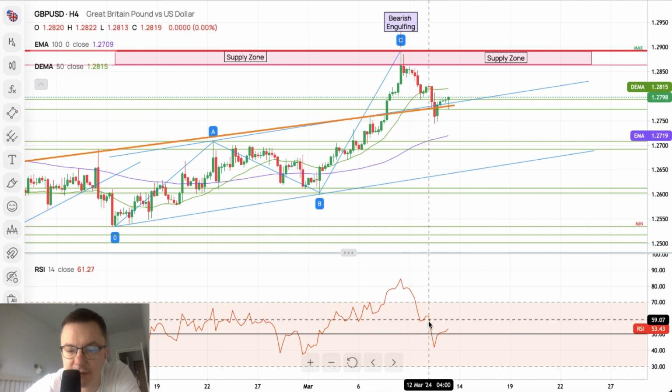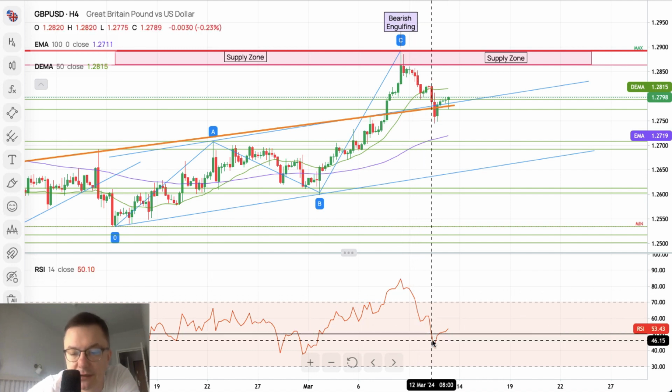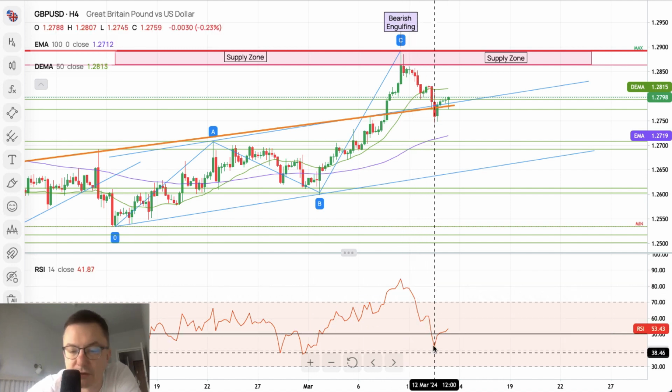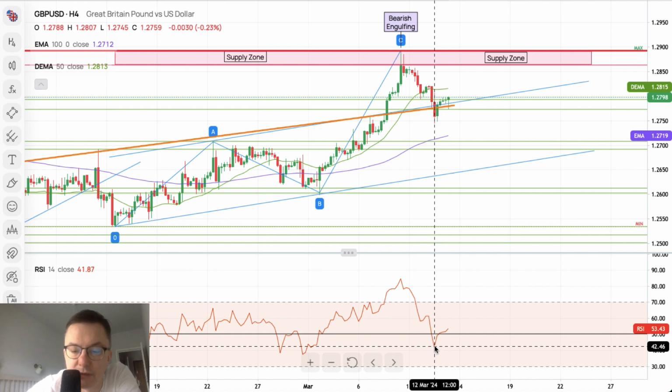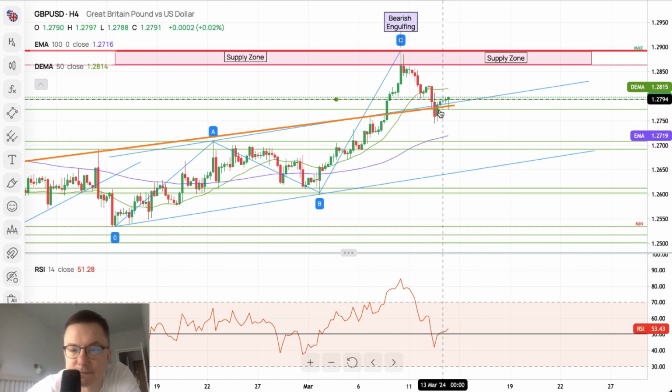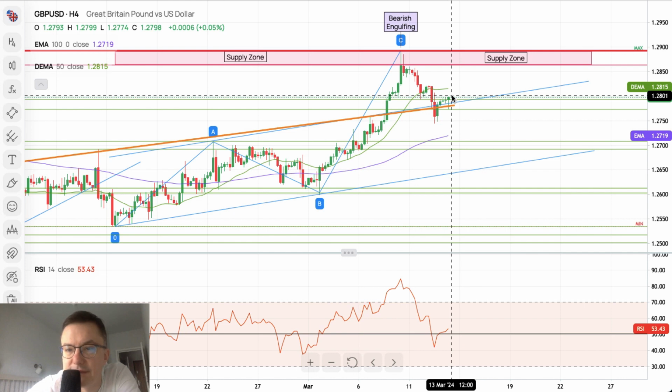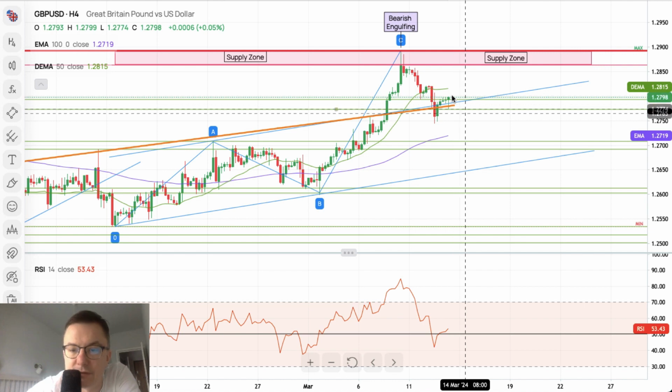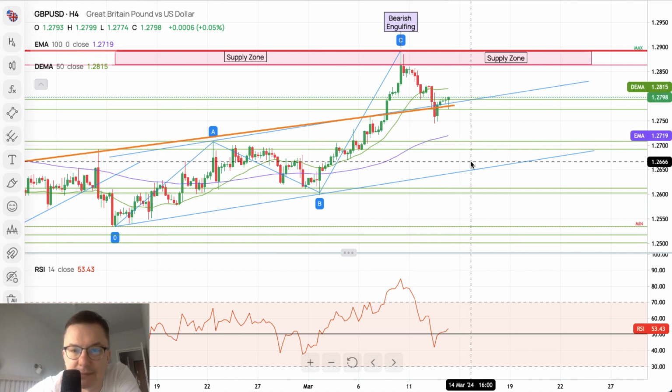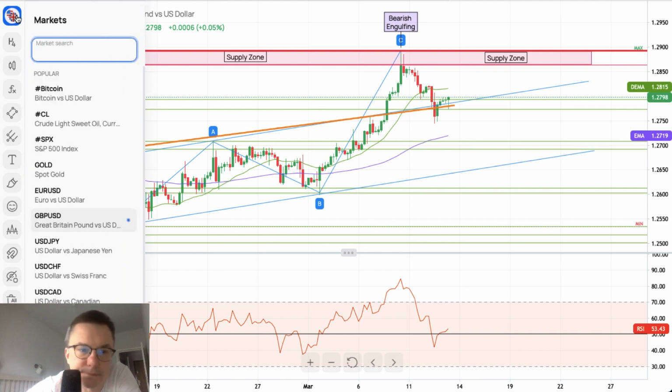Momentum decreased sharply, reversed sharply from the extremely overbought market conditions on a 4-hour chart. We moved below the level of 50. Now after the data, there is some kind of a spike to the upside. Nevertheless, this spike should be very short-lived, and we should resume the down movement towards the technical support.